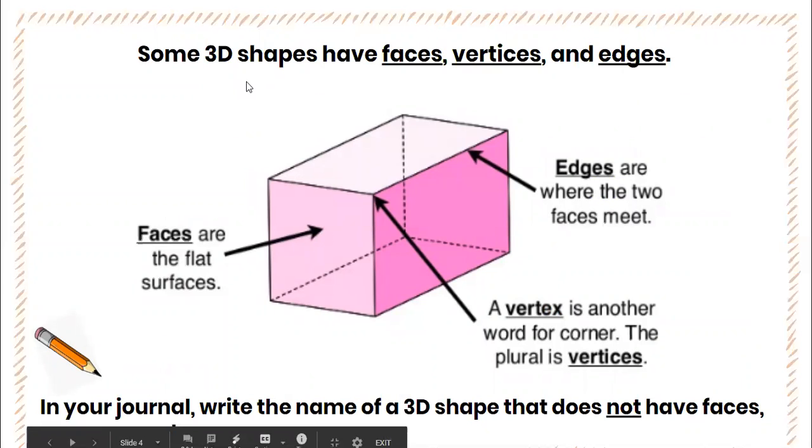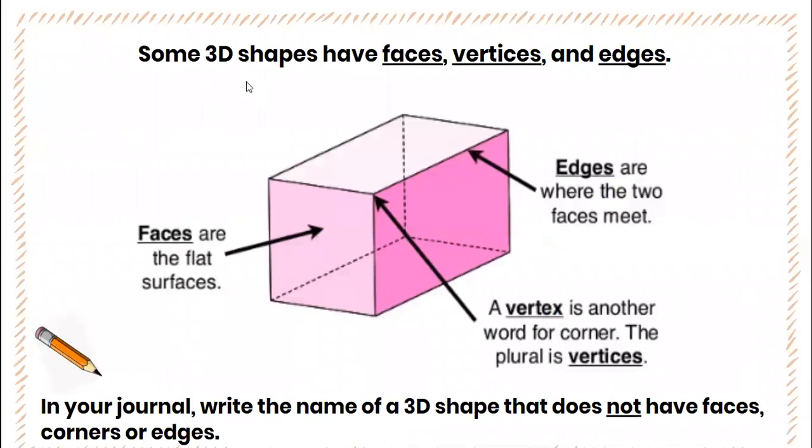Friends, some 3D shapes have faces, vertices, and edges. Ms. Harriman, what are you talking about? Well, here are the definitions of each word. The faces are the flat surfaces. So this object here is called a rectangular prism. So this square you see on this surface here, this is a face of the rectangular prism.